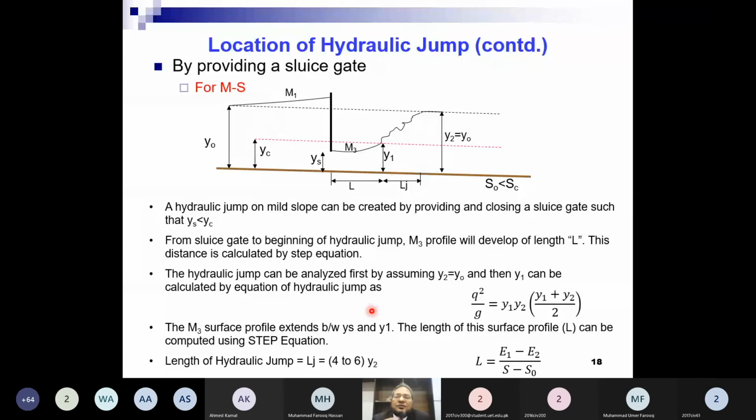Don't put subscript naught on S. This is S, slope of energy line.